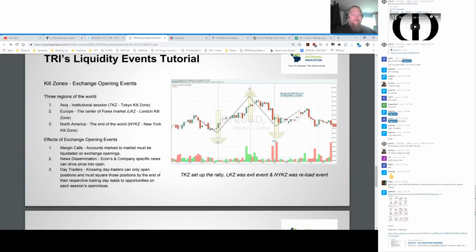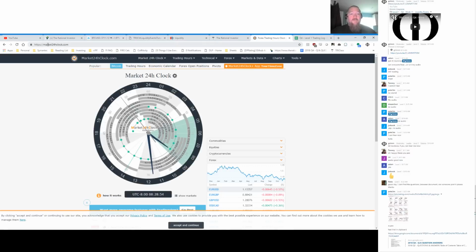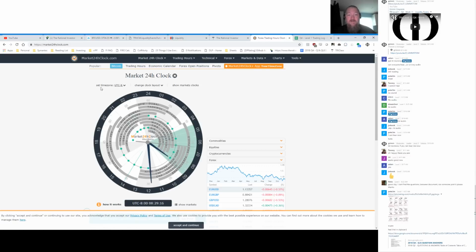Right. So it's important to understand when these occur relative to your location. Something that can help with that: if you go to market24hourclock.com, they've got a clock with all of the markets listed on it, so you can see when they occur. It's right now set on UTC-8, which is my time zone. You can obviously change that, so I'm just going here, and then you can change the time zone that you're talking about.